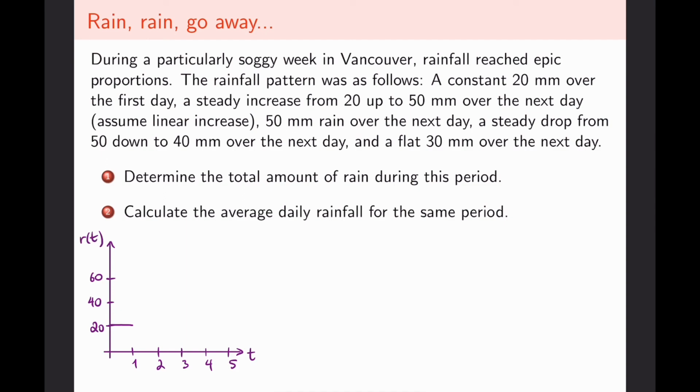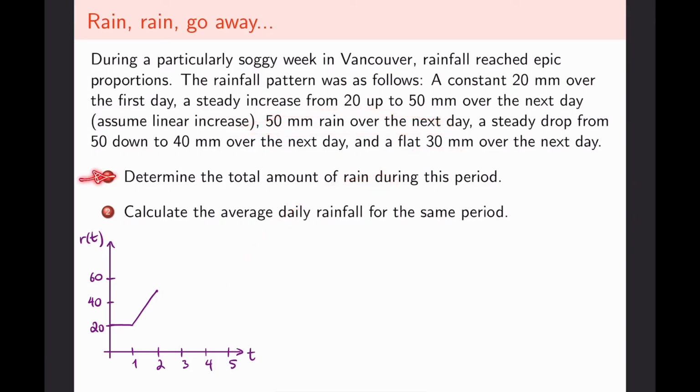Then over the next day, we have a steady increase from 20 to 50. So over the next day, a steady increase will take me to 50, which is up here. So something like this. I'm going to leave the rest of the graph for you to fill out, just to make sure you can practice reading the information given and plotting it on the graph.